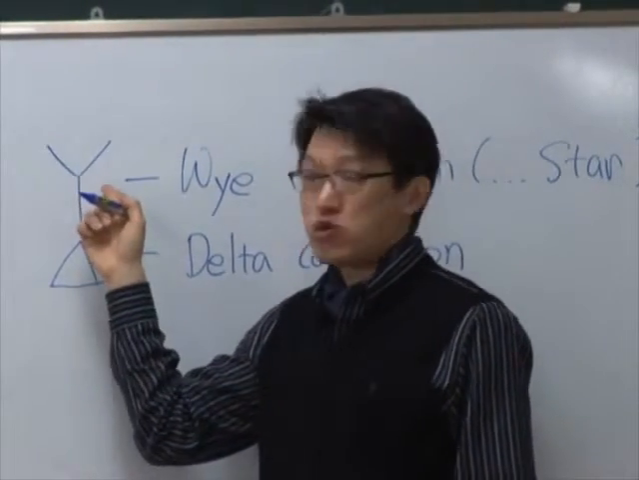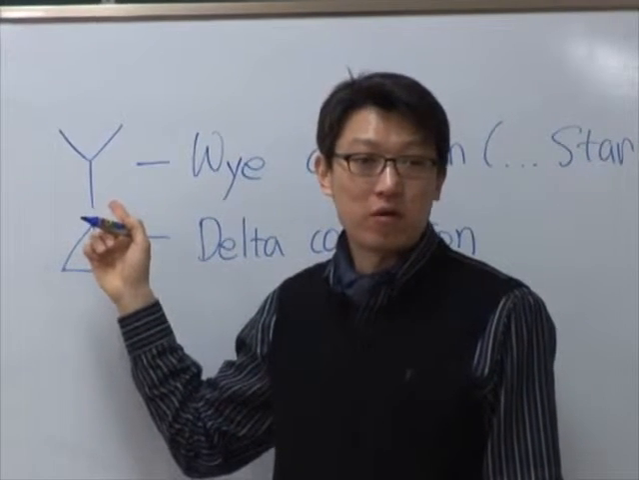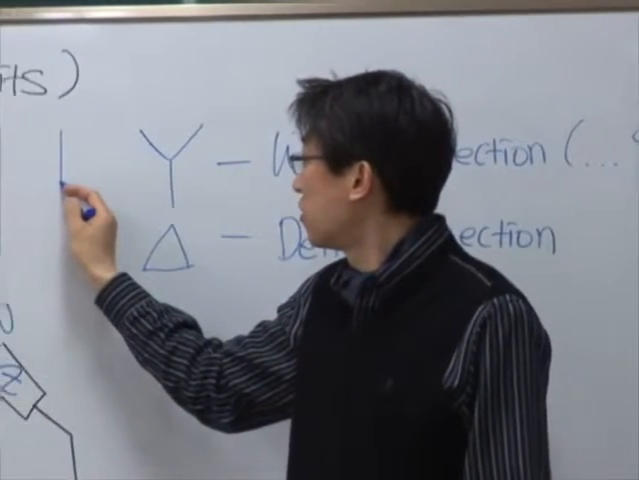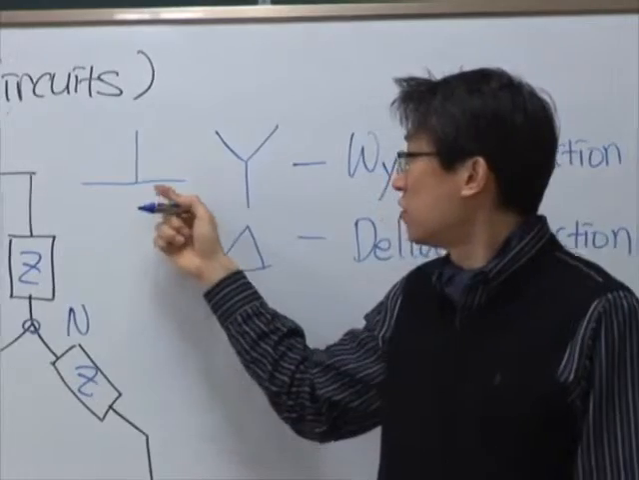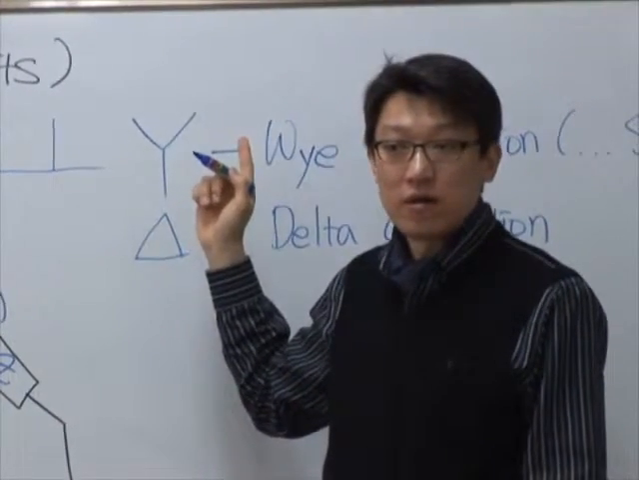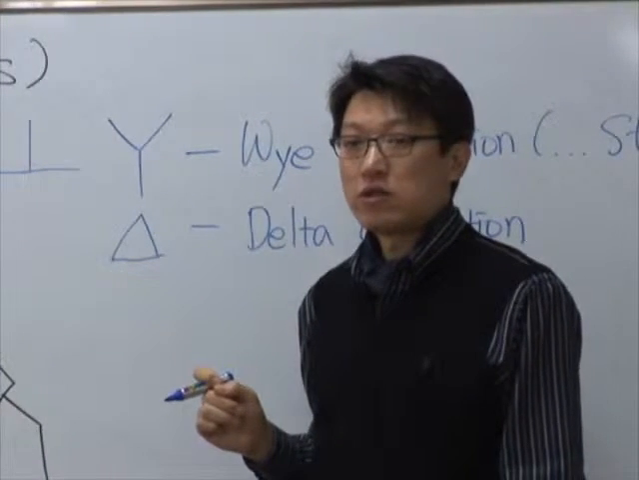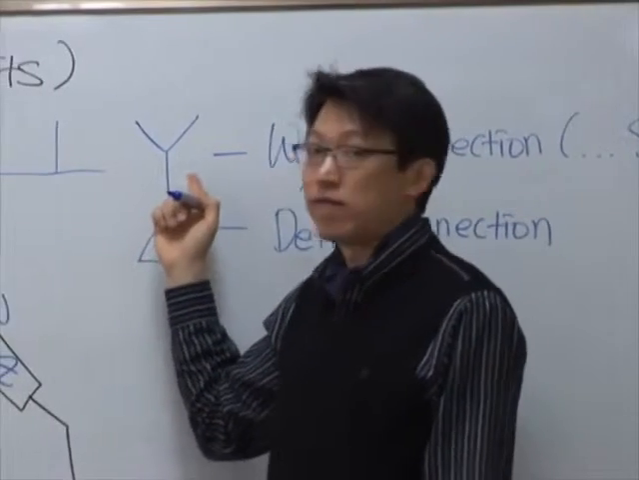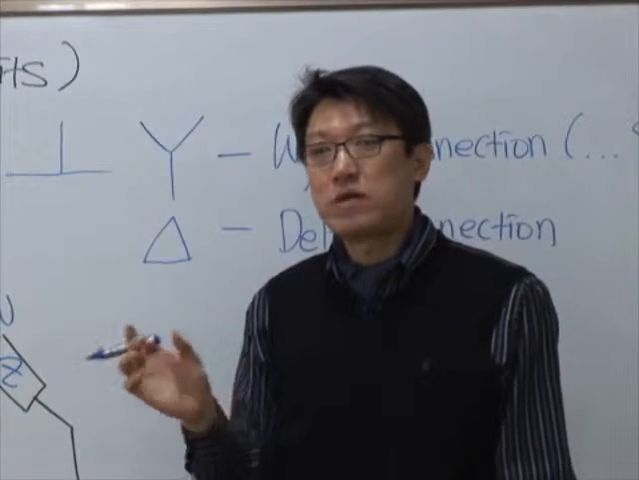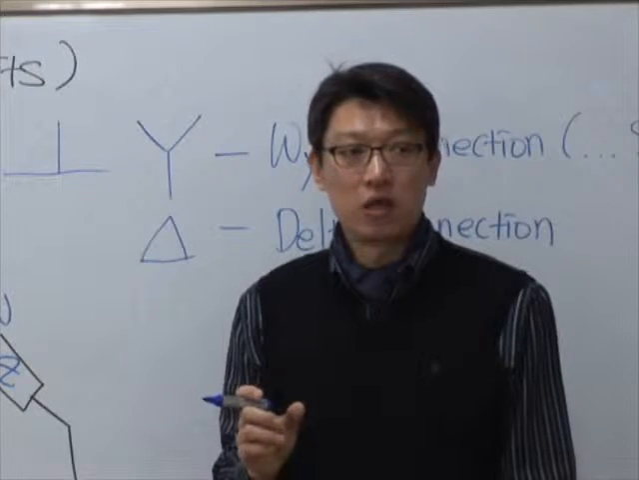And why are we using the shape of Y or delta? It doesn't have to be Y. You don't think so? We can actually have this, right? This is also a star connection. Why are we using this shape of Y? Because it symbolically represents the angle difference. So it's kind of a mixture between the real situation and the mathematical interpretation.